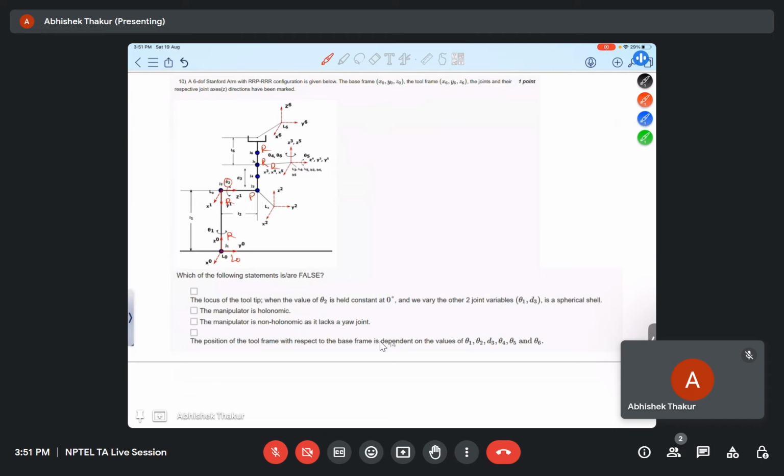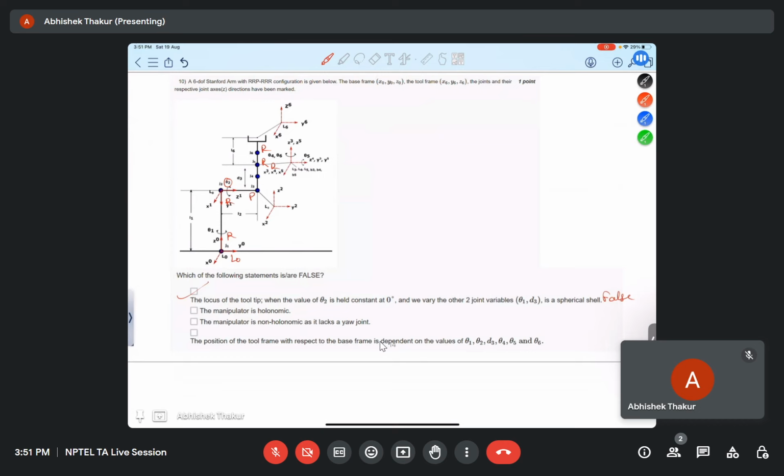When theta 2 is held constant and we vary the other two joints, that is theta 1 and d3, it will rotate in this direction along the z axis, z naught, and d3 is linear. Is it a spherical shell? No, it will be a hollow cylinder. So this statement is false. Okay.